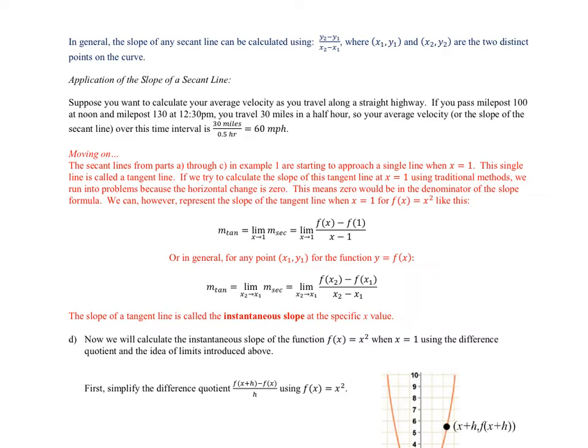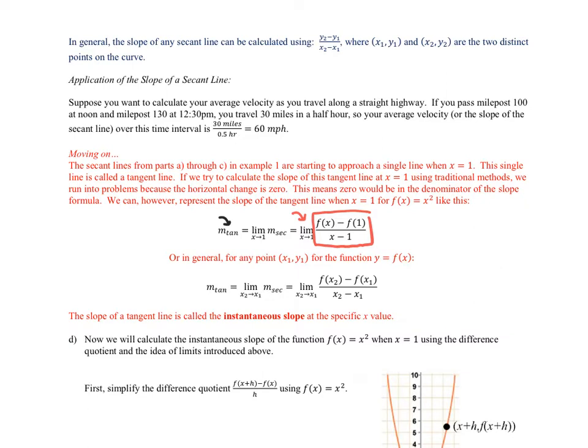We can, however, represent the slope of a tangent line when x equals 1 for f of x equals x squared as the following. Okay, so the slope of a tangent line is going to be the limit as x approaches 1 of the slope of the secant line. So here is the slope of the secant line, f of x minus f of 1 over x minus 1. All right, we are going to take the limit as x approaches 1. This is a topic from pre-calc where the notation should not look foreign to you.